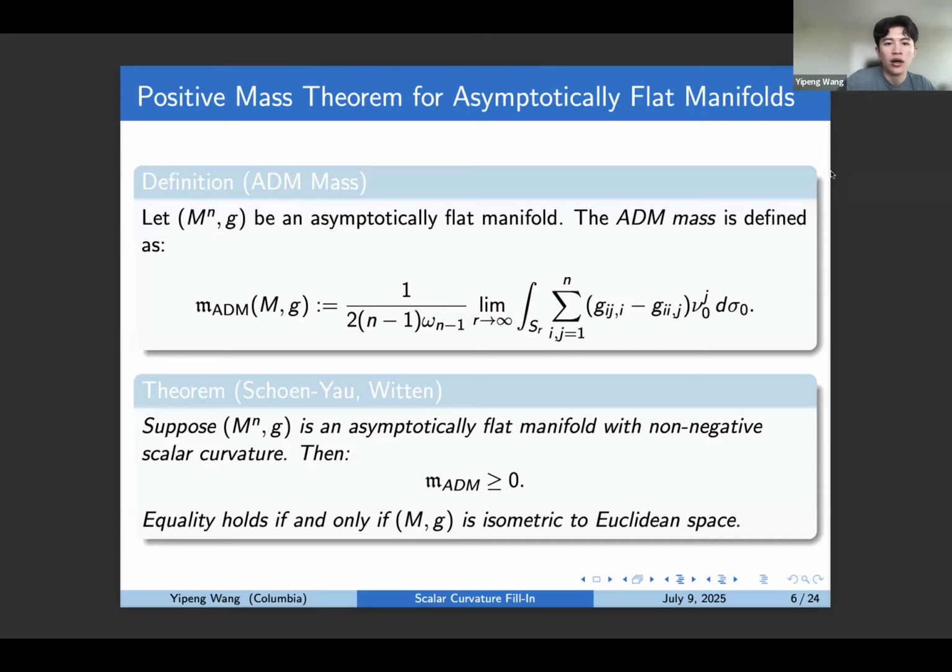Okay, so why do I want to talk about this? This definition I'm stating right here in the physics literature defines the mass of this asymptotically flat manifold. The idea is that you're going far away, to infinity, to see the entire system that you are looking at, and at that point you can try to evaluate the mass.